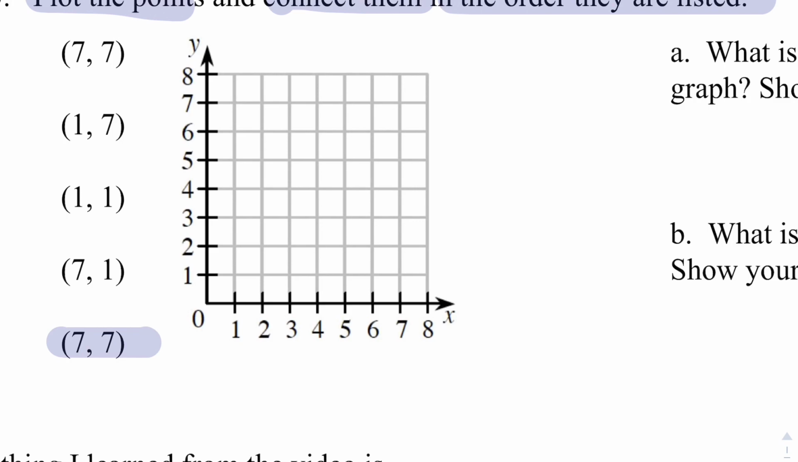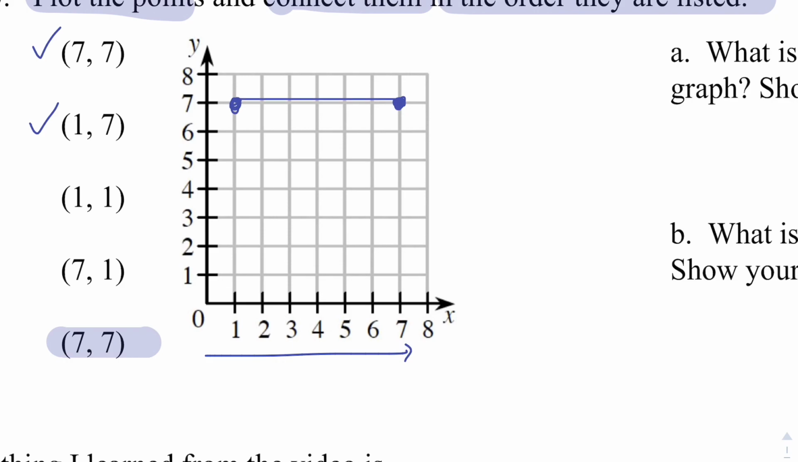So I'm going to go ahead and start with 7, 7 here and go to the right 7 from the origin and go up 7 and plot my point right there. Okay. And then the next one is 1, 7. 1, 7 is to the right 1 and up 7. So this first dot that we made and the second dot should be connected, just like that.